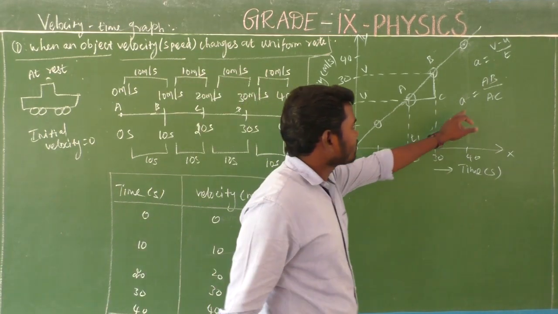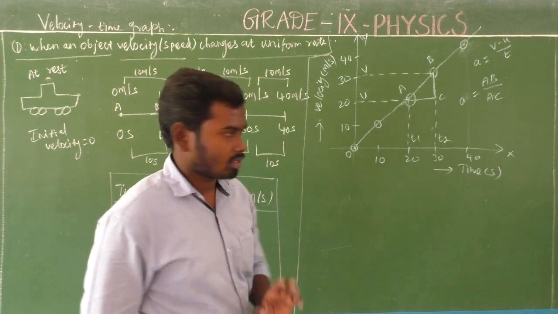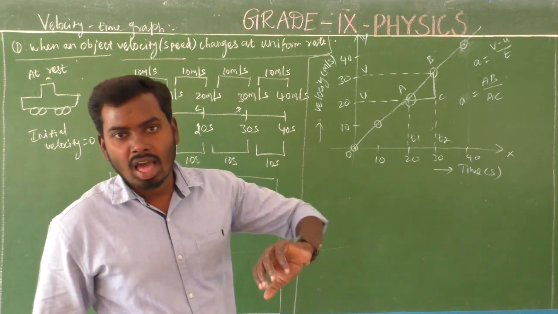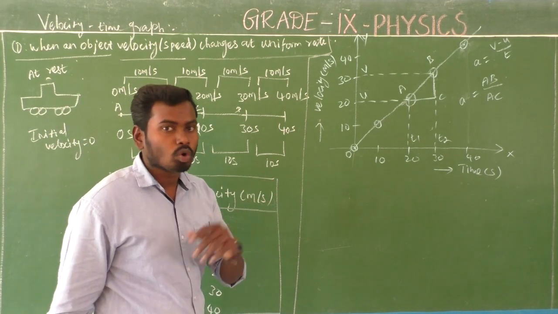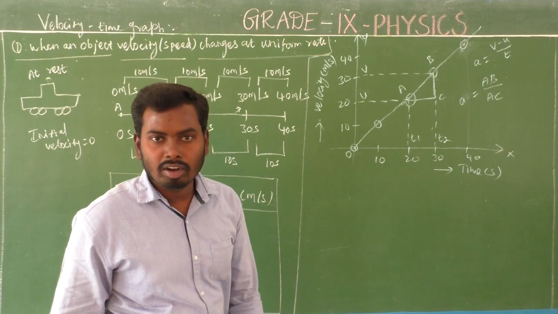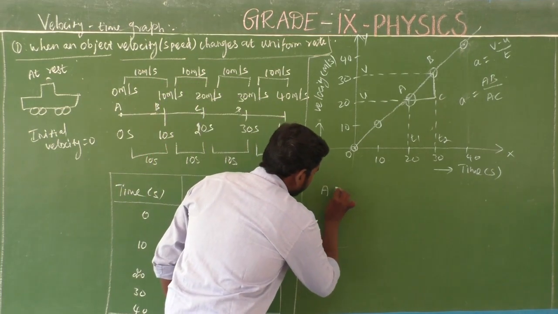Yes. So acceleration is equal to AB divided by AC. Am I right? Yes, of course it is right. Now we will find out the acceleration value, which is very interesting. Look at here. Acceleration is equal to final velocity minus initial velocity divided by t. That is acceleration.